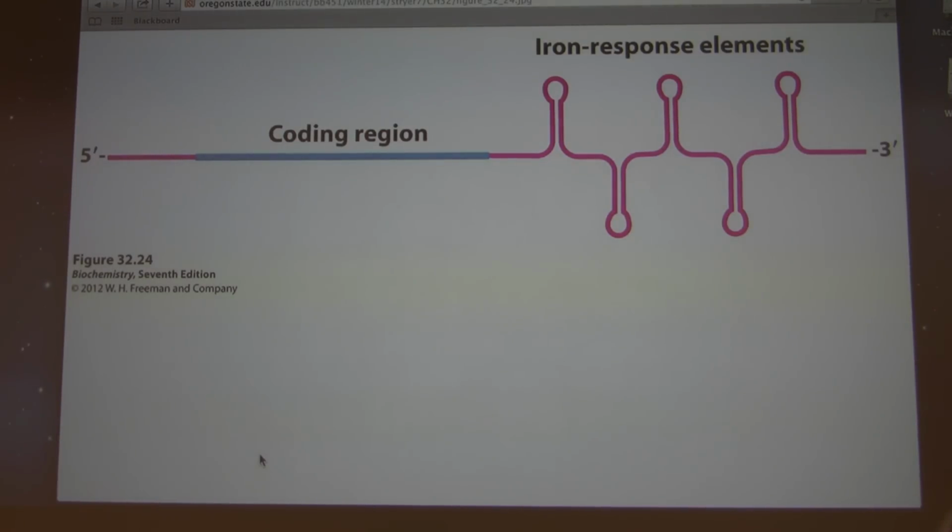When iron is high, IRE-BP binds to iron, not to the element, and this messenger RNA becomes unstable and is degraded during the normal degradation process. So it's a very cool way of having opposite effects on two proteins that have opposite roles in the cell. One is present when there's high iron, the other present when there's low iron.